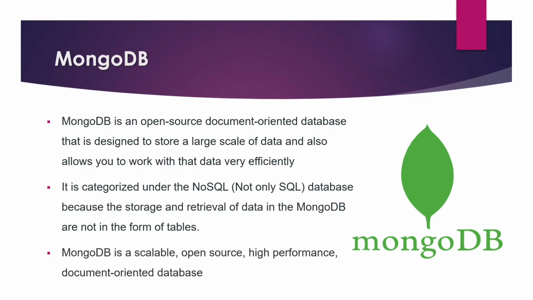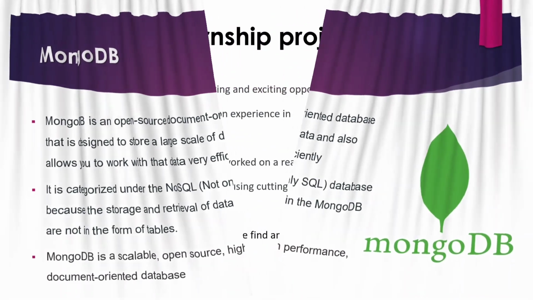MongoDB is an open source document oriented database that is designed to store a large scale of data and also allows you to work with that data very efficiently. It is categorized under the NoSQL database because the storage and retrieval of MongoDB is not in the same table format. MongoDB is a scalable, open source, high performance document oriented database.